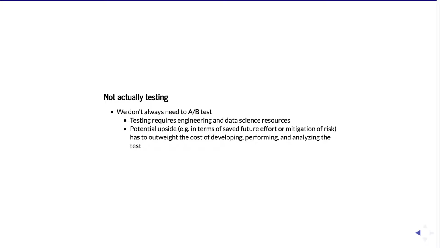Another alternative is just not testing. We don't always need to A/B test. We need to be very judicious about it. It requires engineering and data science resources. You have to design these tests, they have to implement them, there's product, there's UI. So the potential upside has to be there, in terms of saving future effort by saying this thing's a bad idea, we don't have to do it, or mitigating the risk that if we roll this thing out, it's going to hurt users and we're going to lose money. Those potential upsides have to outweigh the cost of developing, performing, and analyzing the test.